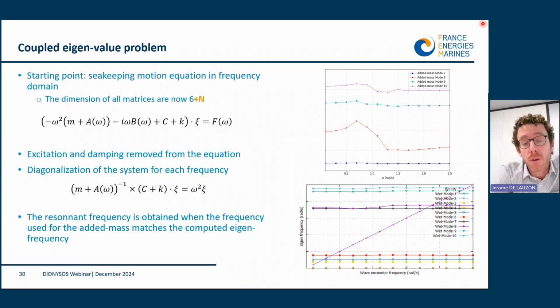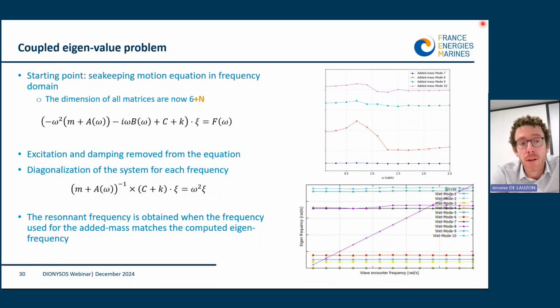Once we have solved those boundary value problems, we can have the different hydrodynamic coefficients. So we have the added mass A, which depends on the frequency, the radiation damping B, which also depends on the frequency, and then the forces on the right-hand side of the motion equation. And in this motion equation, all the matrices and vectors are not 6 by 6, but 6 plus n times 6 plus n.